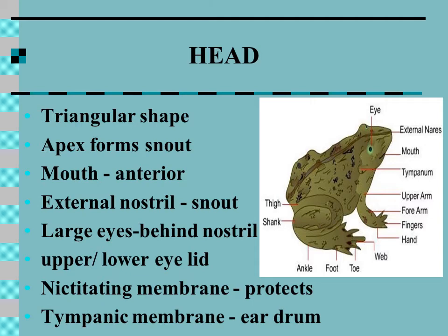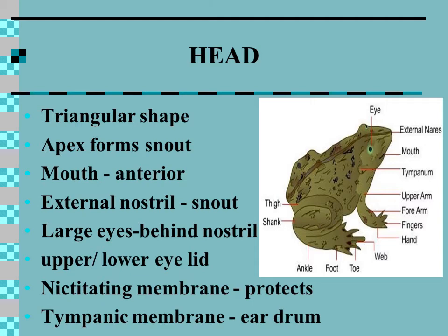And the third eyelid is a transparent eyelid. It covers the eye. This eyelid is known as the nictitating membrane. The role of the nictitating membrane is to protect the eye when the frog is under the water, right? This will be asked as a question: mention the functions of the nictitating membrane. It protects the eye when the frog is under the water.